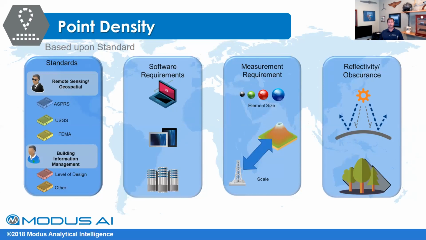The amount of point density that you need is also how you're going to pull that out. So if you don't have points on an object, you can't measure it. However, when we talk about that, it also is largely based on reflectivity.